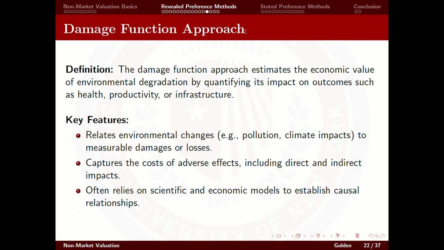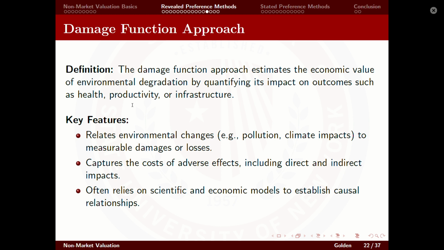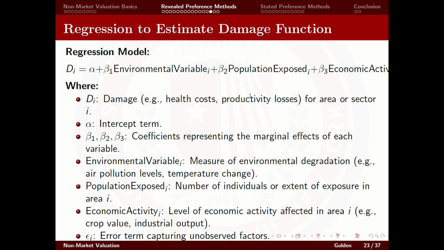And then you have, finally, the last of the revealed preference approaches, the damage function approach, which is basically the idea that you can estimate the economic value of an environmental degradation by quantifying its impacts on outcomes such as health, productivity, or infrastructure. How much is dirty air and dirty water making you sick? So it relates environmental changes to measurable damages or losses and captures the cost of adverse effects. It often relies on scientific or economic models to establish causal relationships.